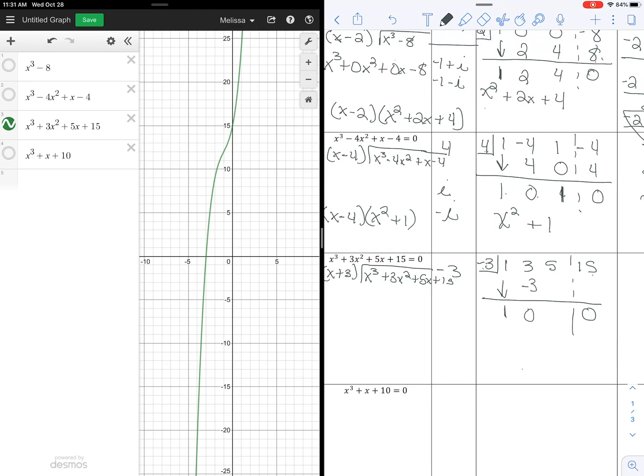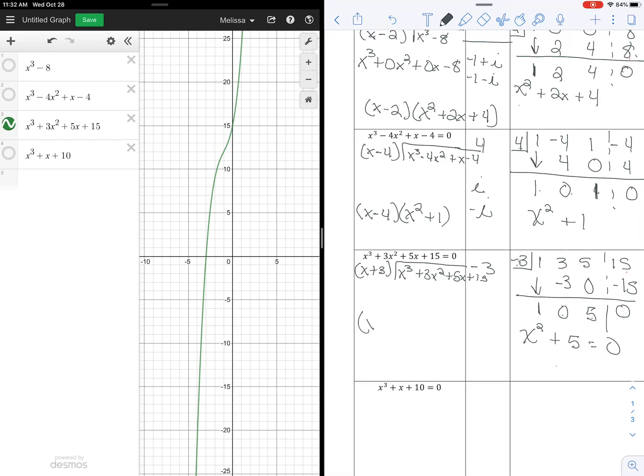So I have 1. Negative 3 times 1 is negative 3. That zeroes out. Negative 3 times 0 is 0. I add, I get 5. Negative 3 times 5 is negative 15. And look at that, it's zeroed out. And so I have an answer of x squared plus 5x plus 5 equals 0.